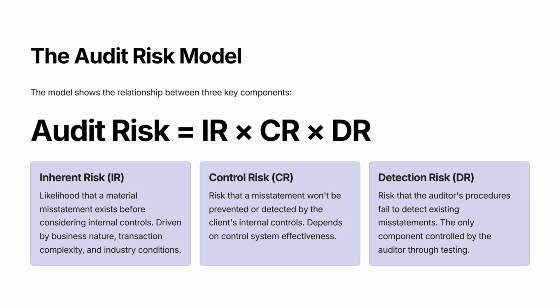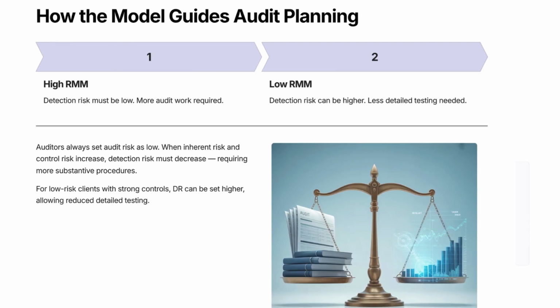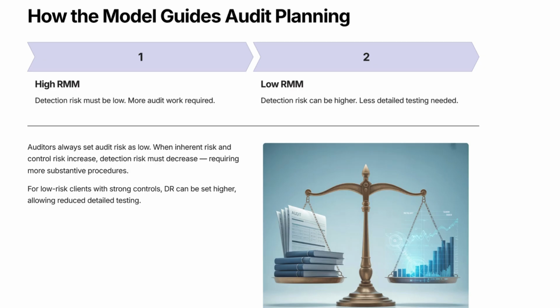Control risk, CR. This is the risk that a misstatement won't be prevented or detected by the client's internal controls. Control risk depends entirely on the strength and effectiveness of the entity's internal control system. Detection risk, DR. This is the risk that the auditor's procedures fail to detect existing misstatements. Unlike the other risks, the auditor controls DR through the nature, extent, and timing of testing. Lower detection risk means more substantive testing, larger sample sizes, more experienced staff, everything you'd expect when risk is high.